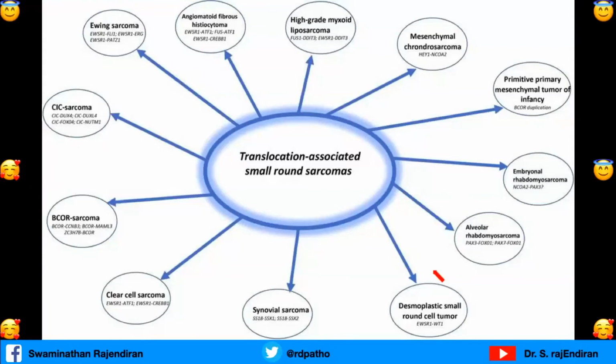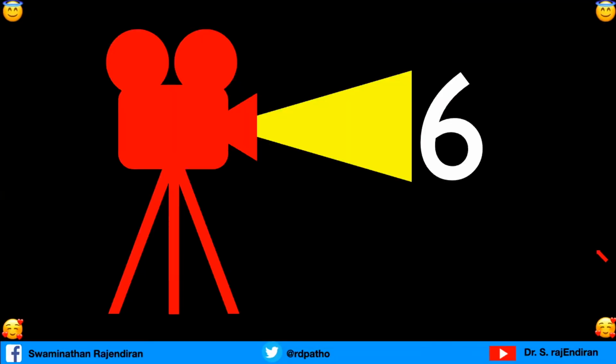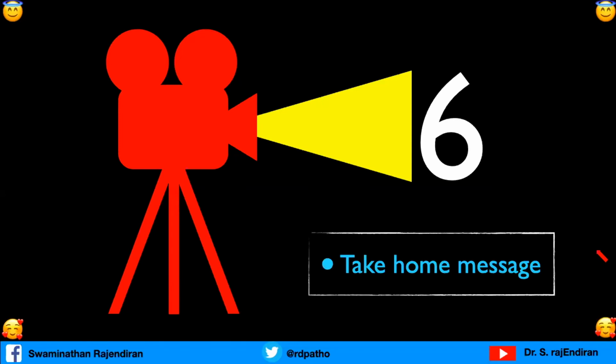That brings this slide for you. And these are all the translocation associated small round cell sarcomas. Take a picture of this. So that's the end of this hour's discussion.